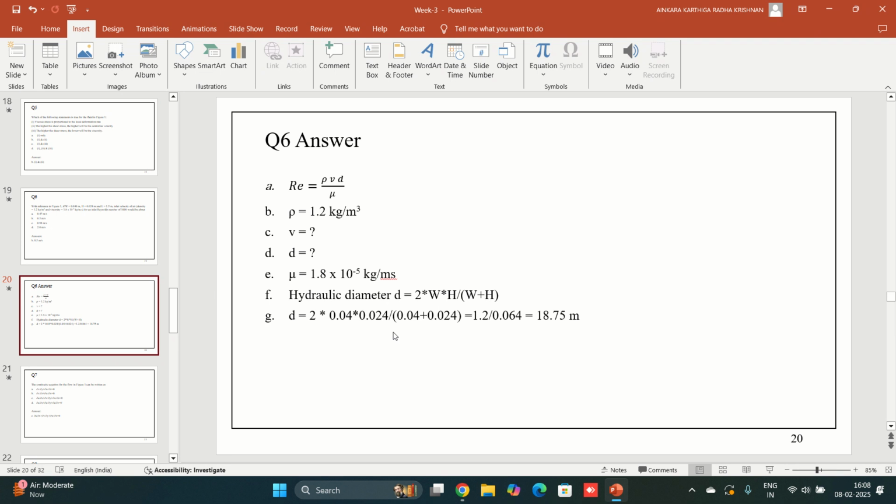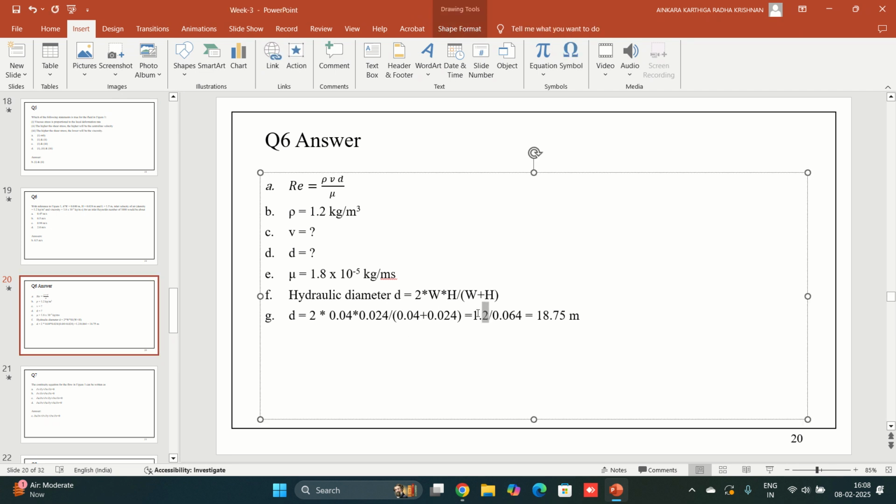2 into 0.04 into 0.024. Sorry, it is not 1.2, it is 0.00192 divided by 0.064. It is 0.03. Sorry for the confusion. So hydraulic diameter, we are finding it as 2 into 0.04 into 0.024 divided by 0.024 plus 0.04.